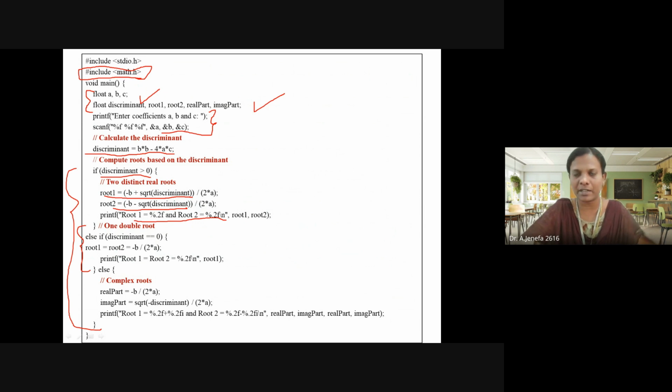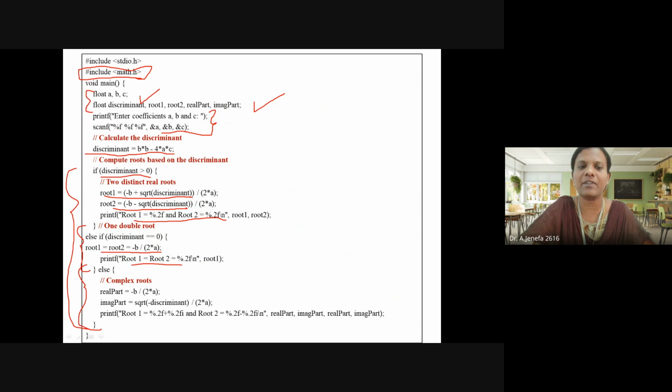If the discriminant value is equal to 0, both the roots are the same. So root 1 equals root 2 equals minus b by 2 into a. After I calculate minus b by 2 into a, I just display the values of root 1 and root 2. What about the third case?